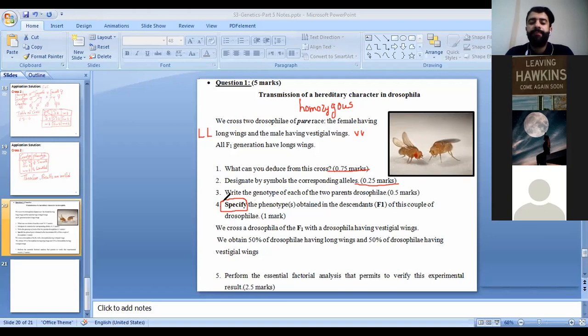They said in the F1, and they didn't mention the parents. They need only the F1. Only the F1. What is the phenotype in the F1? Long wings. You have to specify it. Justify. Why?